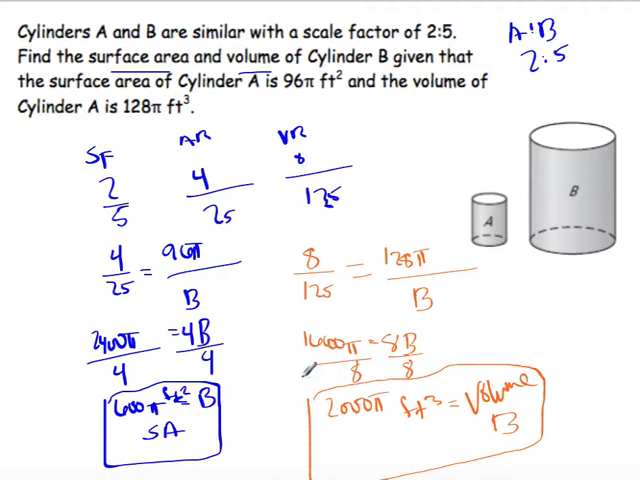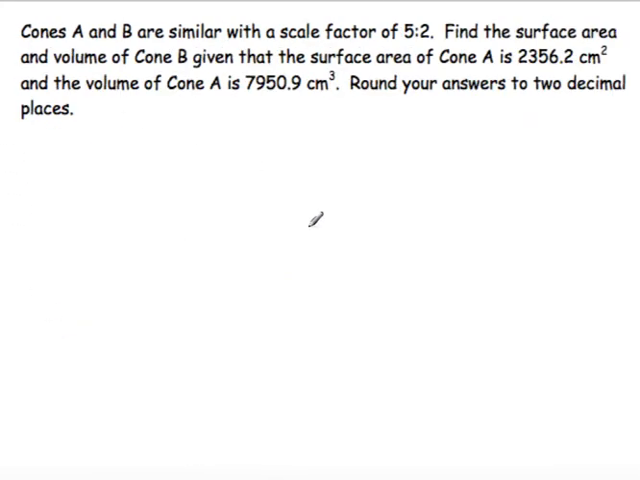So there is a similar figures using surface area and volume problem. Okay, this one is pretty much the same thing going on. It's cones, but we're not even using the formula. We're just using the ratios to solve with. So we've got A to B is this ratio of 5 to 2. That's the scale factor or the side ratio. It's also the perimeter ratio.